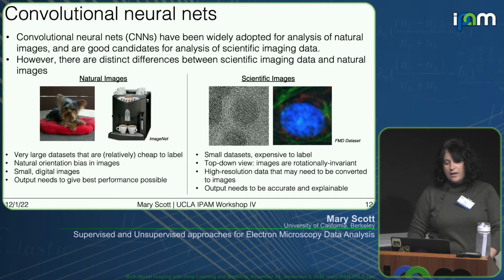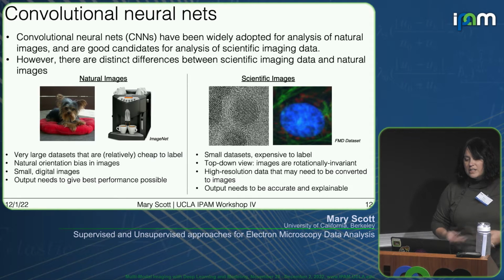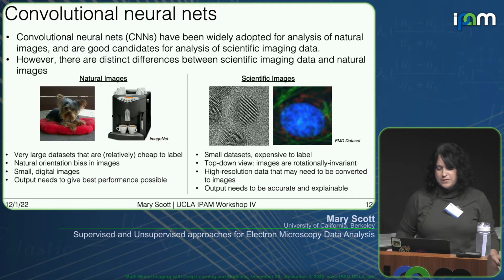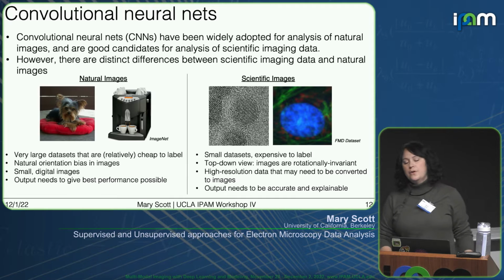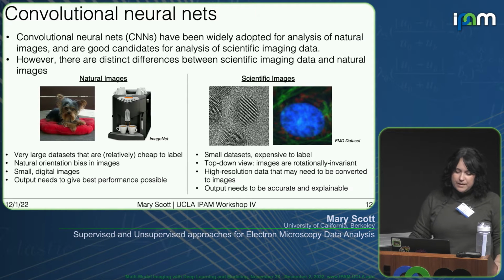Of course, I think that this is talked about frequently, but it's going to be a theme of this talk, so I'll go over it. Convolutional neural nets have been widely adopted for natural images. I think we all know this. There are distinct differences between scientific imaging data and natural images. So here are some cute and broad examples of that.